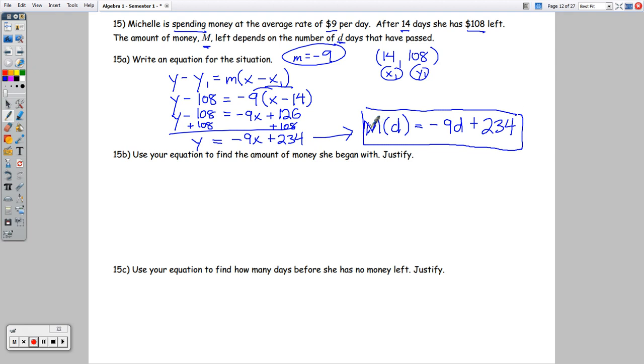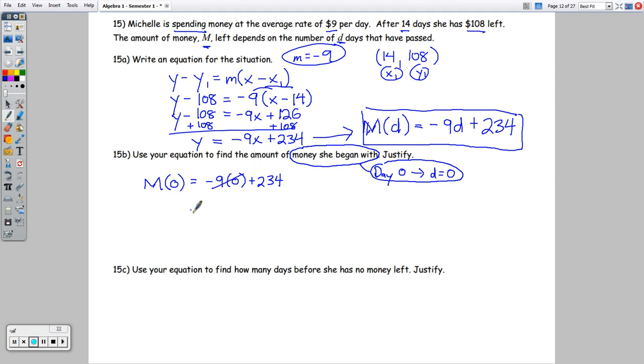So then here, use your equation to find the amount of money she began with. There we're saying this is day 0. This is after 14 days, but this would be day 0. Or in other words, D equals 0. So we're going to plug in 0 for D. That's going to tell us the amount of money she began with. So M of 0 equals -9 times 0 plus 234. -9 times 0, that part drops out, and so your answer is 234. So she began with $234.